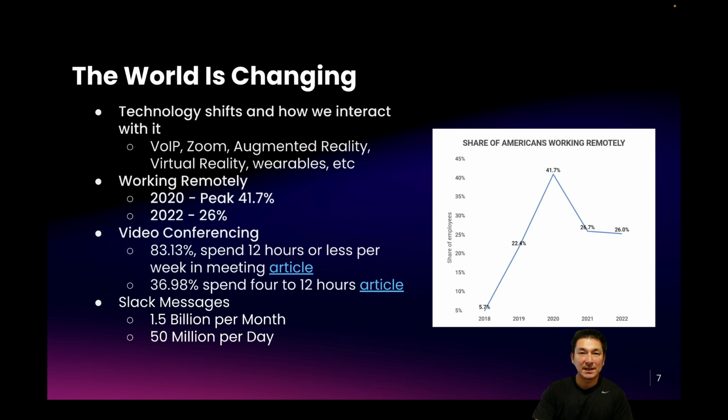During the peak of the pandemic, 41.7% of all people worked remotely from home. After the immediate health crisis was over in 2022, 26% of people continued to work remotely from home. That's 1 out of every 4 people.